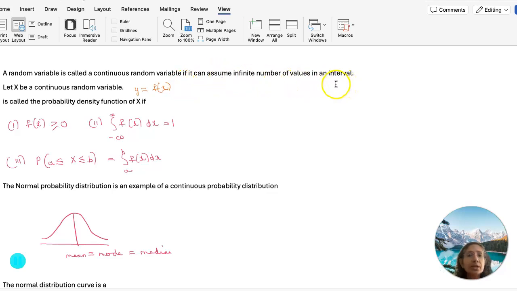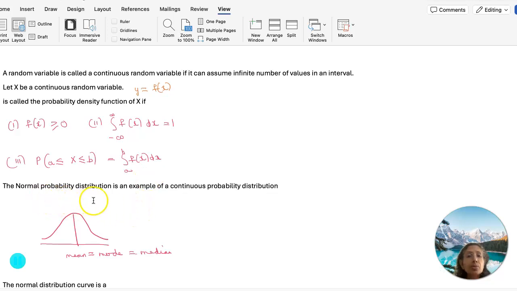A random variable is called a continuous random variable if it can assume infinite number of values in an interval. So if x is a random variable and y equal to f(x), this f(x) is called the probability density function of x if these conditions are satisfied. What are the conditions? First condition, f(x) greater than or equal to 0; integral from minus infinity to infinity of f(x) dx equal to 1; and probability that x lies between a and b is integral a to b of f(x) dx.